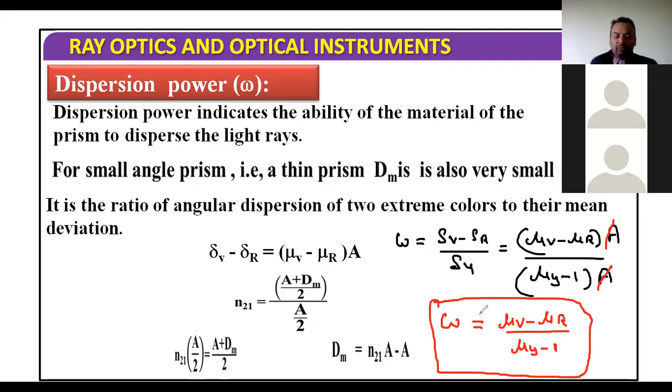Angular dispersion and dispersive power are very important from the final examination point of view. So practice these and note both the topics in your notebook. So that's all for today.